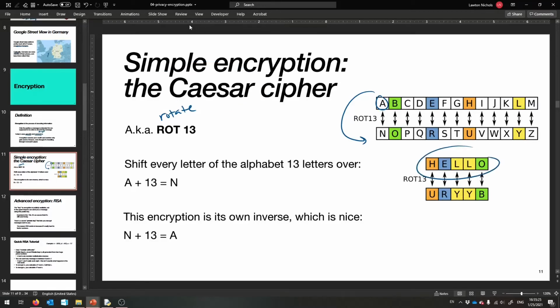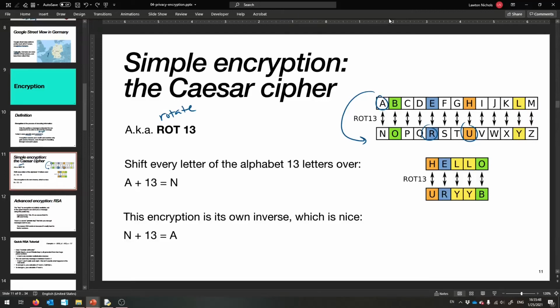So hello, if you're going to encrypt that, you take the H, be like, okay, the H is the U, the E is the R, all that stuff. So hello becomes Uryyb, and then you can use the same process again to go back. Okay? From Uryyb to hello. So that is ROT13, the Caesar cipher.